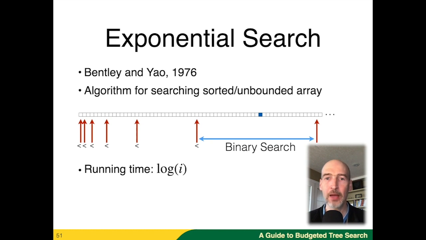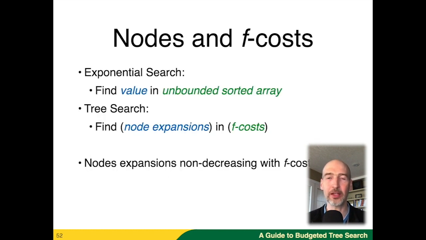And the running time will be log of the location of that index of the value that we're trying to find. And what we can notice is that when we're trying to do these iterations on f costs, trying to find an f cost that allows us to do a certain number of node expansions, there's a correlation here. The unbounded sorted array is really all possible f costs that we could ever use. And the value that we're looking for that's associated with an f cost is the number of node expansions that we would do with that f cost. And because the number of node expansions is non-decreasing as the f cost increases, it corresponds exactly to this exponential search problem.